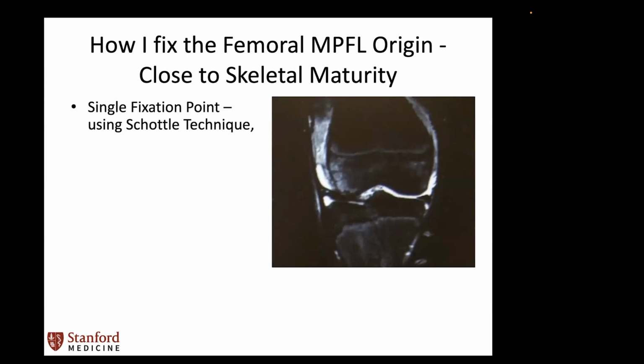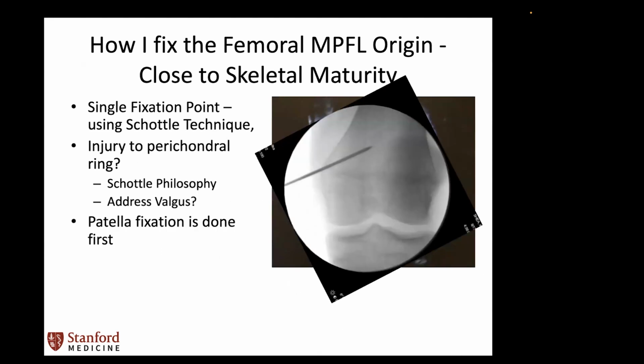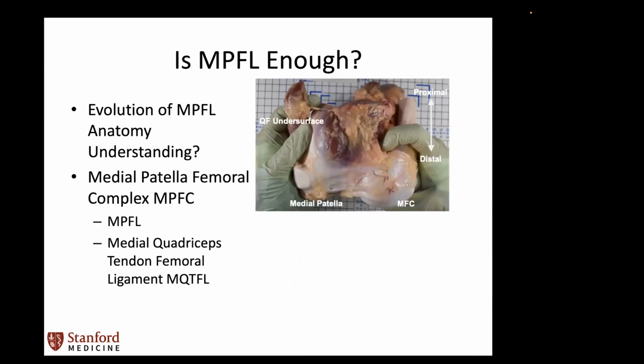When the kids are closer to skeletal maturity, I'll use the single fixation approach that Shea uses. And basically, you'll go across that perichondral ring, but it doesn't matter in a kid who's almost done with their growth. And it also allows you to easily adjust your graft position and tension because we'll do the patella fixation later.